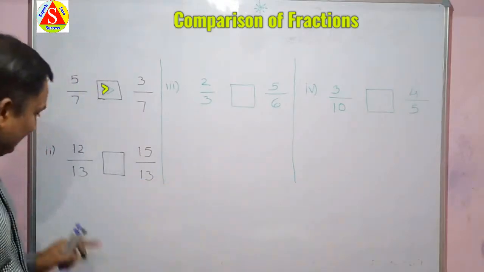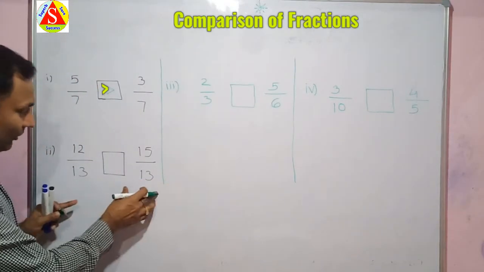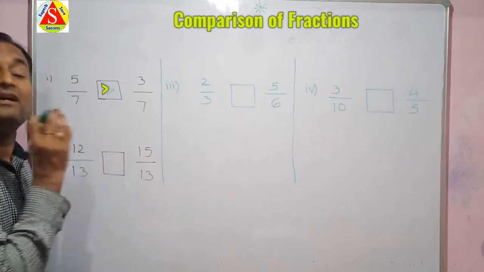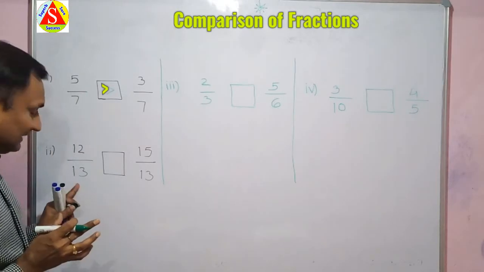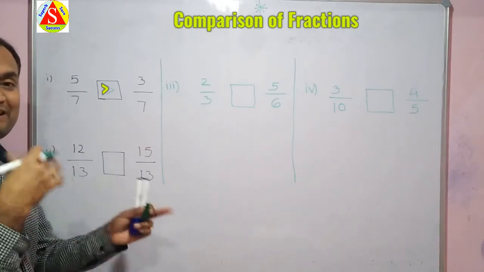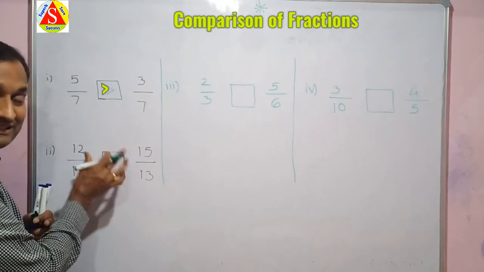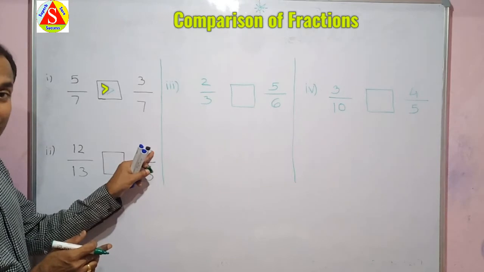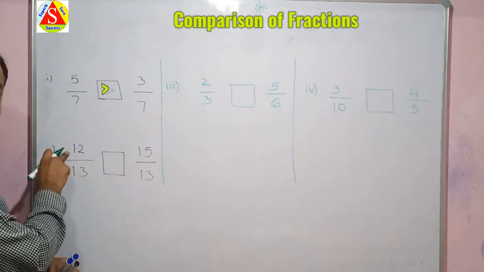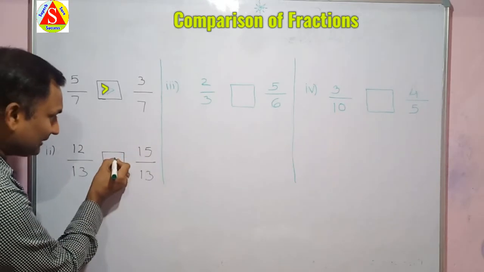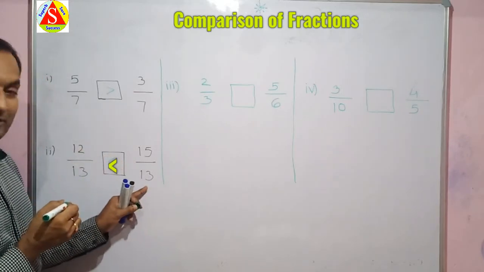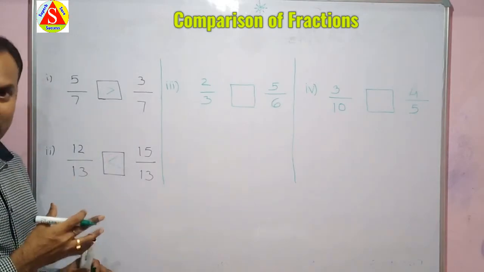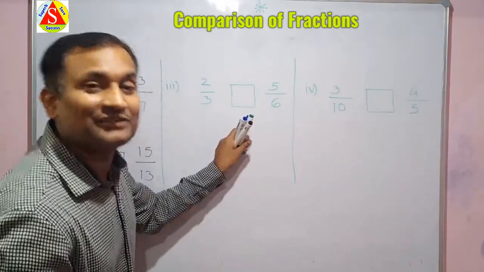Similarly, the second example is also an example of like fractions because we have the same denominator term, which is 13 here. So we can easily compare these two fractions by seeing the numerator only. You can see the numerator 15 is greater than the numerator 12, so we can say this term will be greater. Now dear students, I hope it will be clear to you. Friends, let's solve the third question.